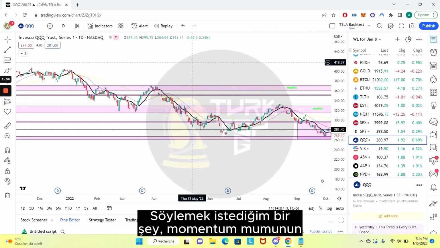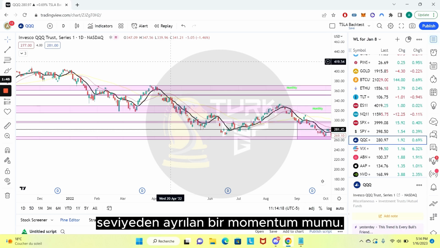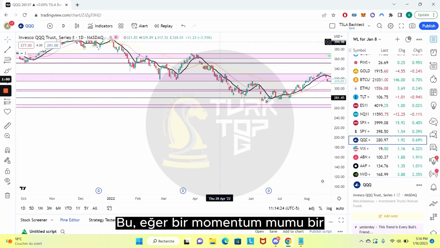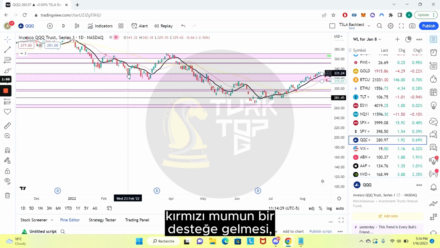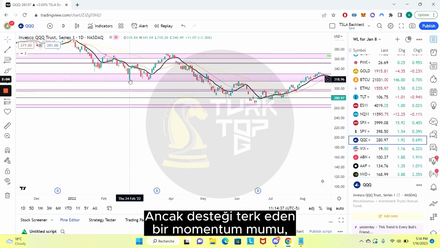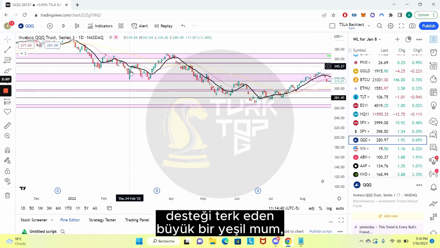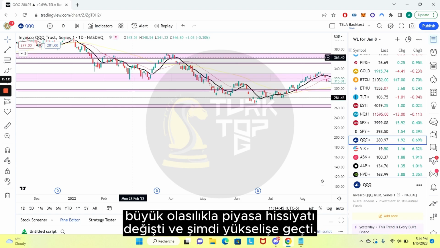One thing I do want to say is a momentum candle coming into a level is not as important as a momentum candle leaving a level. What do I mean by that? It means that if a momentum candle is coming into a support, let's say you have a big red candle coming into a support, that does not really make it too likely that it will break through the support. But a momentum candle leaving the support, a big green candle leaving the support, makes it very likely that the market sentiment has changed and now it's bullish.